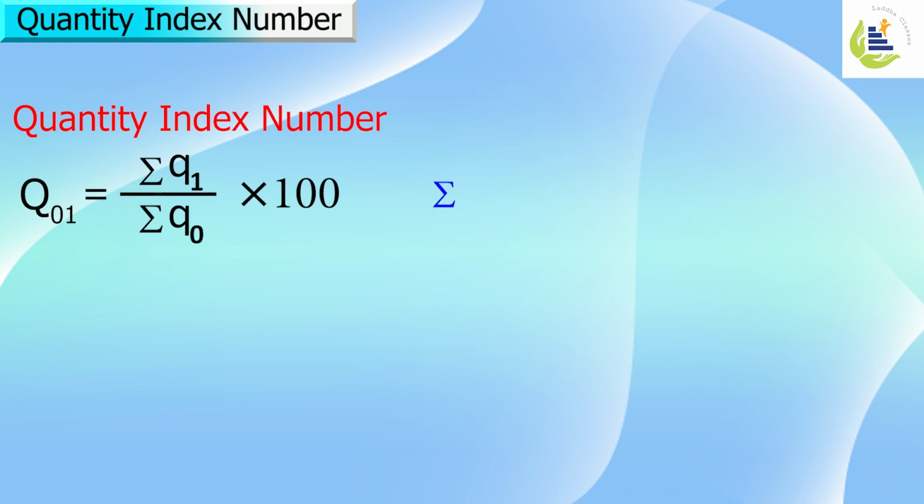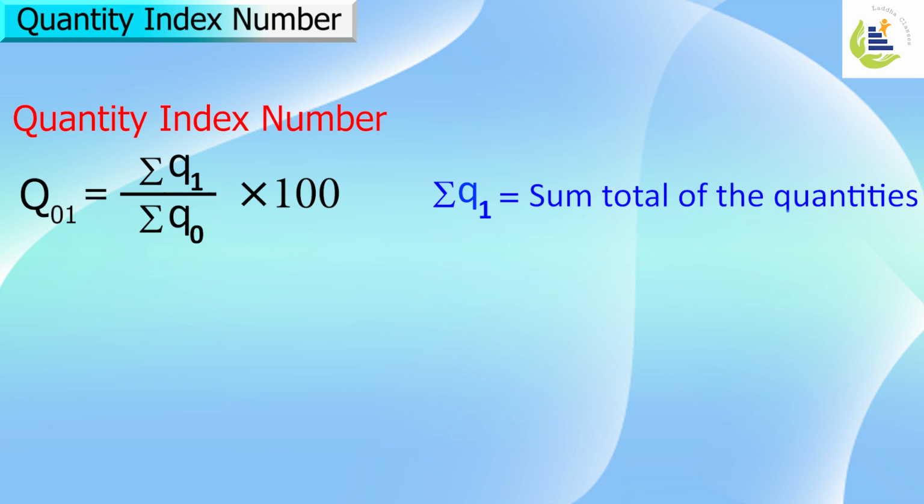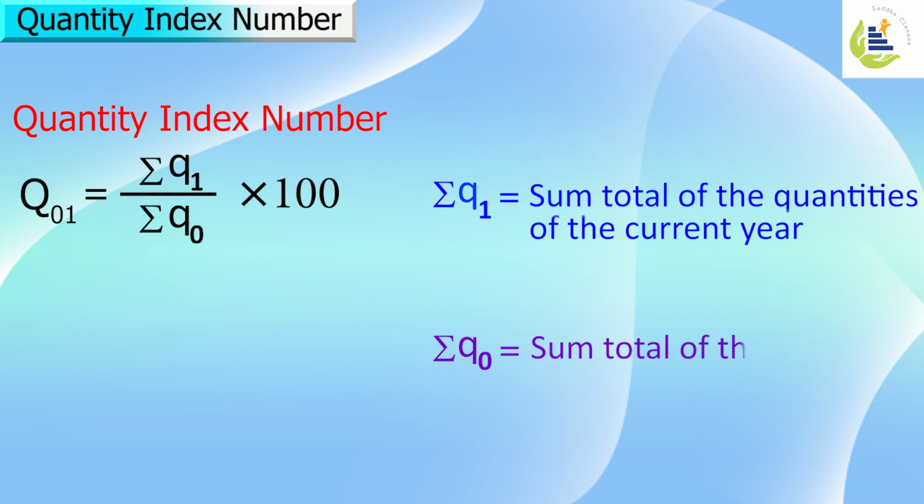What is summation of Q1? It is the sum total or aggregate of quantity consumed or demanded for current year. Summation of Q0 is the sum total or aggregate of quantity consumed or demanded in base year. So if we want to understand how it is calculated and its meaning, let us take an example.